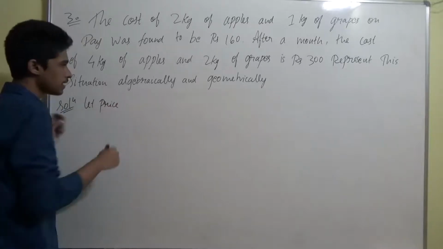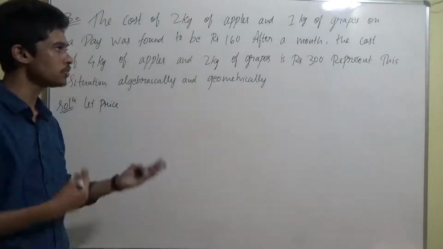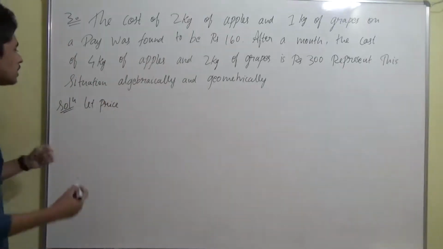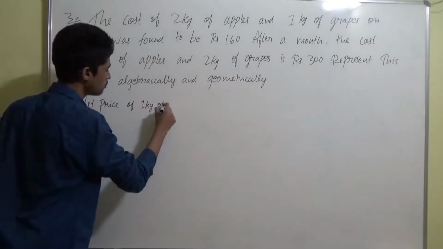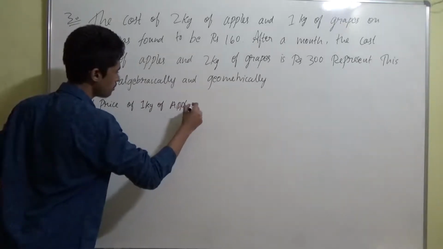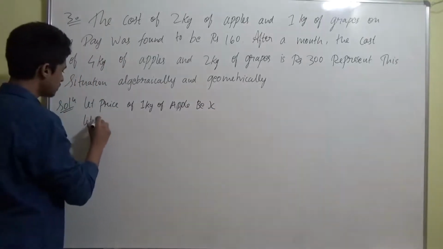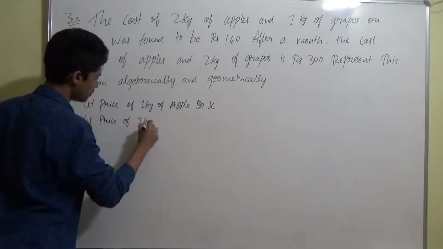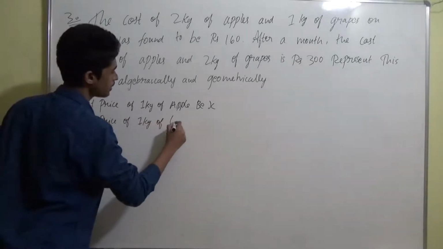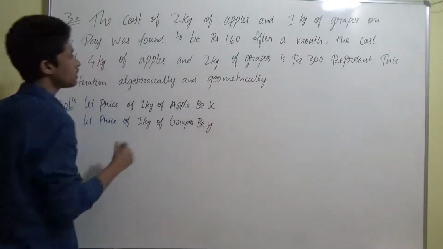Like in the previous question where we assumed the price of the bat and ball, similarly we have to assume the price of apples and grapes. Let the price of 1 kg of apple be X, and let the price of 1 kg of grapes be Y.